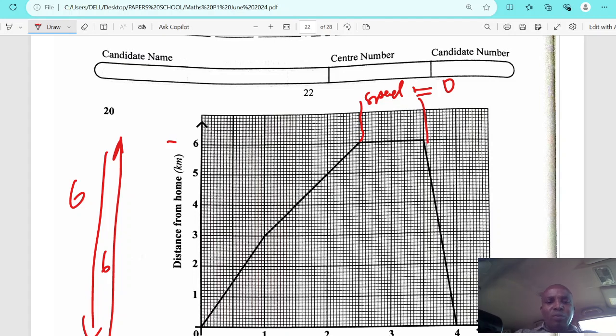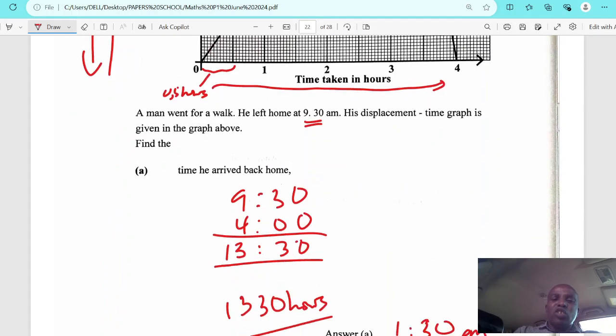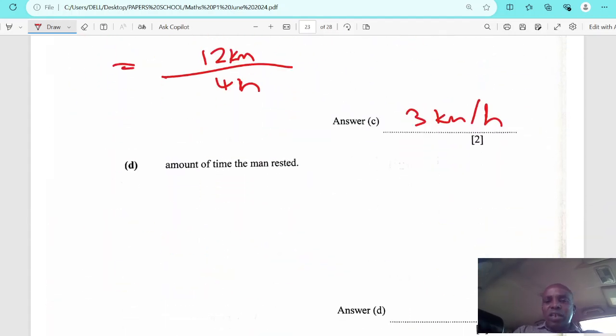So you check what one box represents, how many minutes here? It is 30 minutes or 0.5 hours. So how many boxes here? There are 2 boxes. Which means 2 times 0.5 hours is 1 hour.